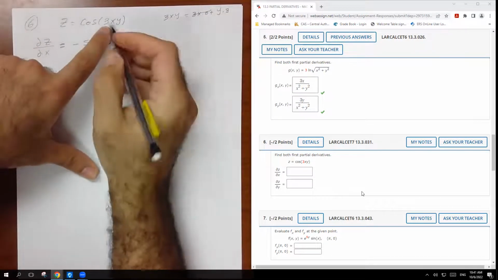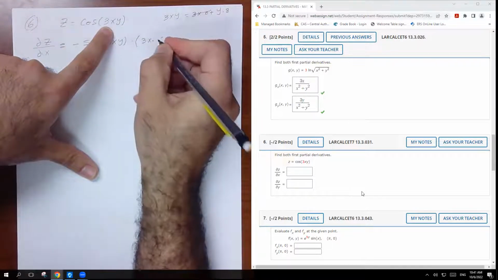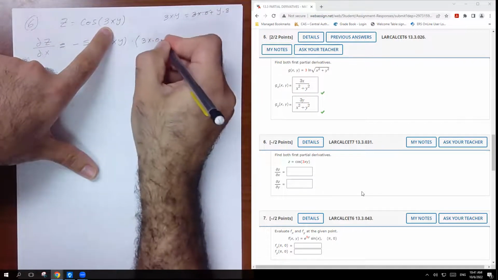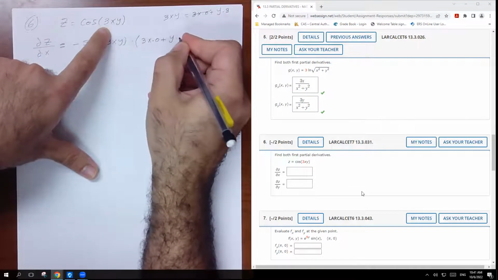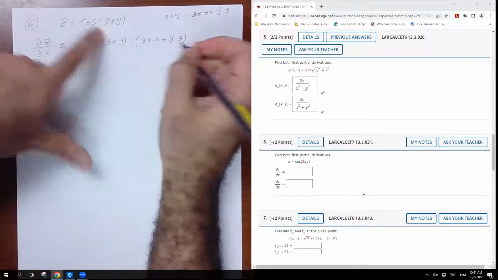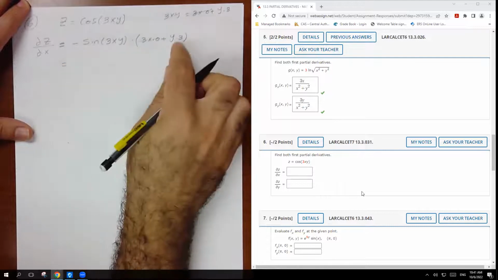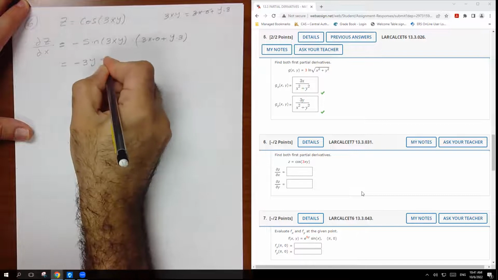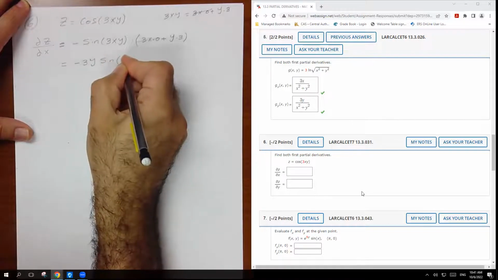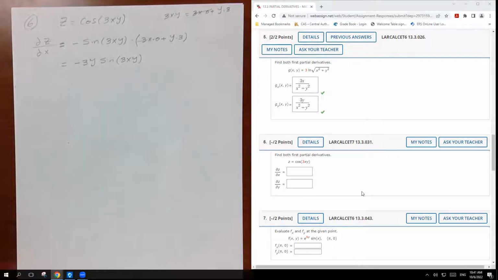So I need to find the derivative of 3xy. That's going to be 3x times the derivative of y, which is 0, plus the second one, which is y, times the derivative of 3x, which is 3. So this is 0, and the result is negative 3y sine 3xy. That's it for this one. This is the derivative with respect to x.